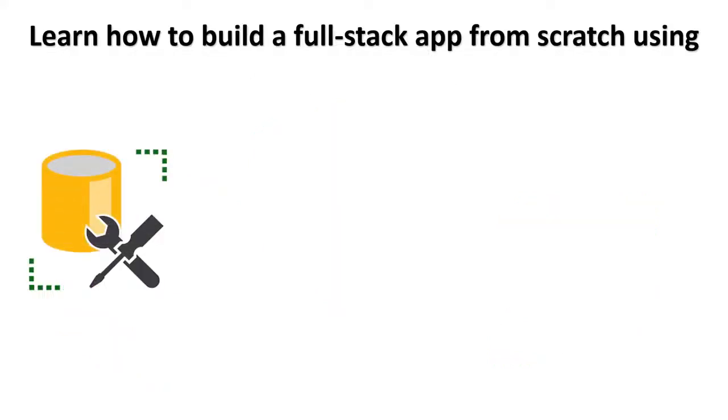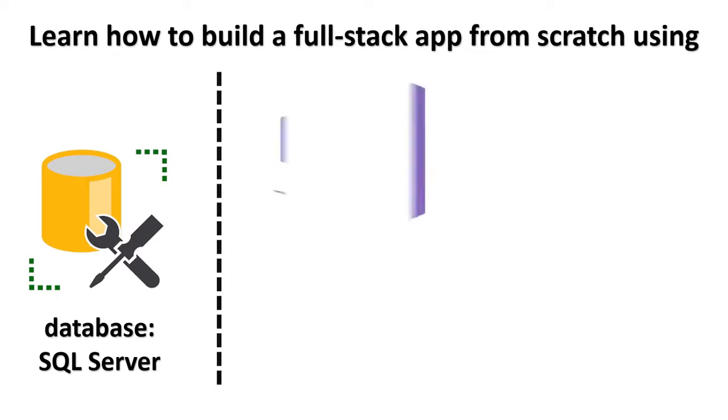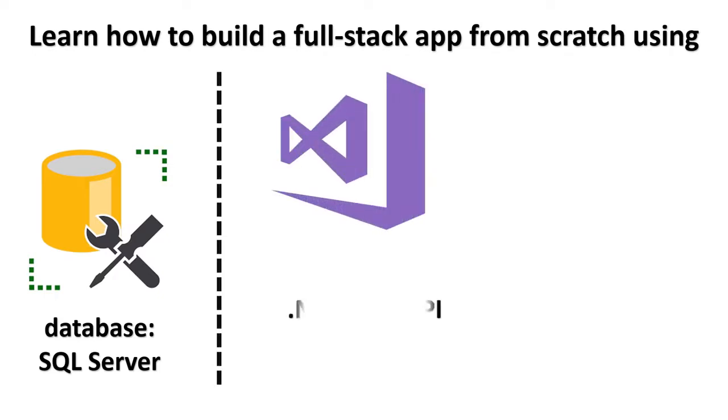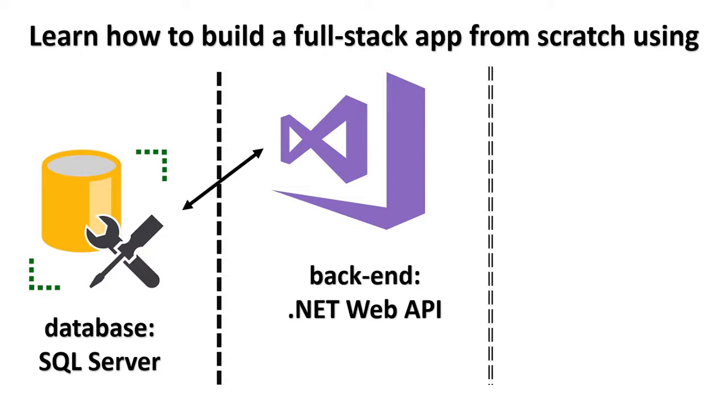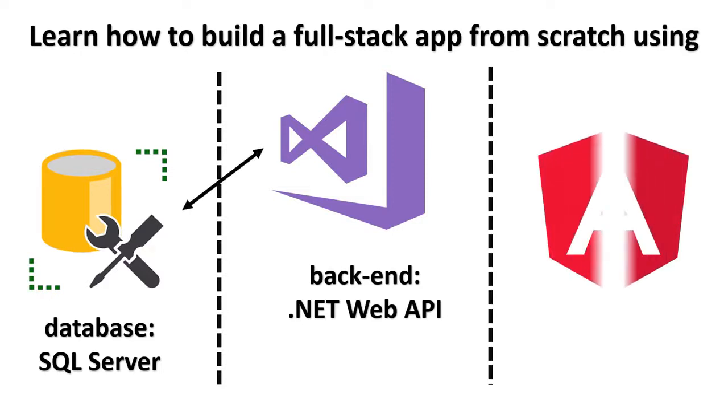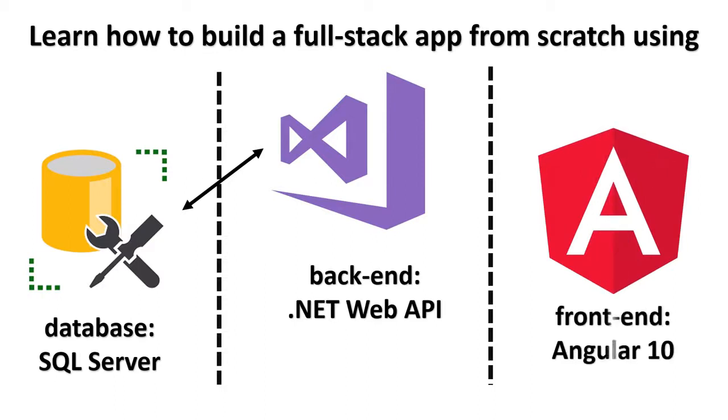In this course, you will learn how to develop a web application from scratch using popular technologies such as SQL Server for database, .NET Web API for backend development, and the latest Angular 10 for front-end web development. We will first start with installing and setting up the environment needed for development. Then start creating databases and objects needed for our app. Then develop API endpoints using ASP.NET Web API. Finally, we will be using Angular 10 to design the front-end part of our app.